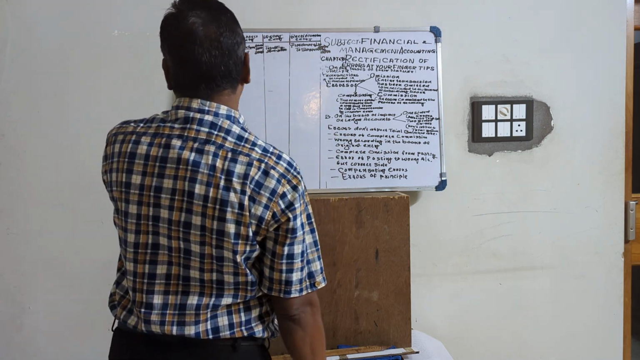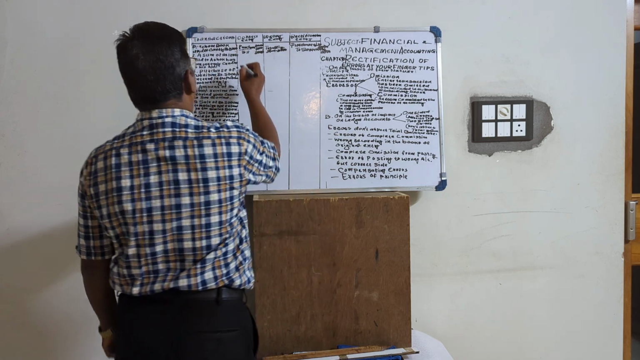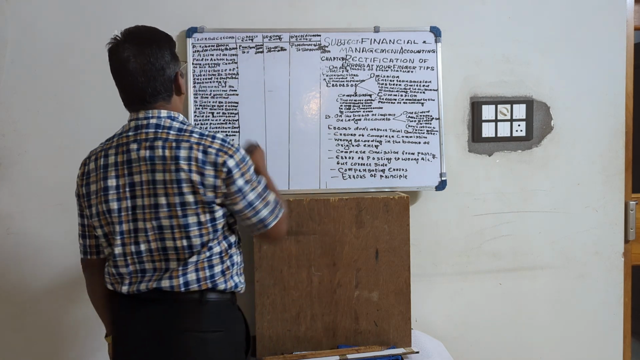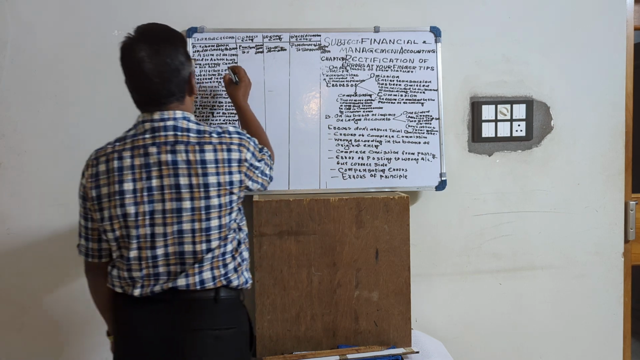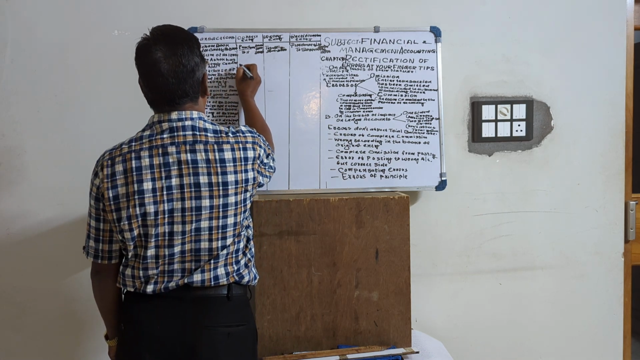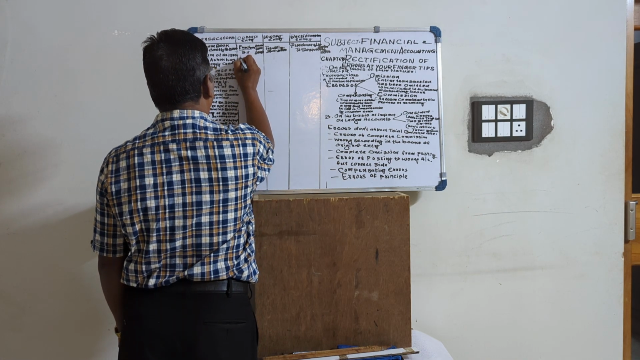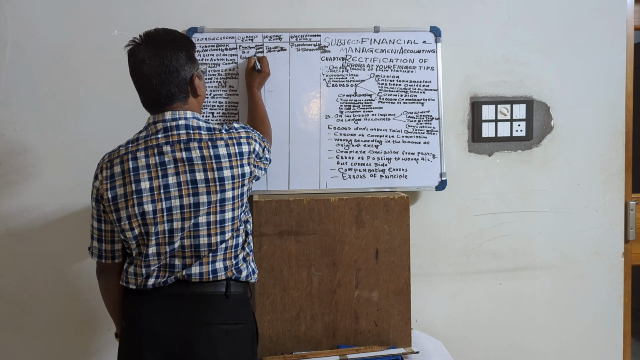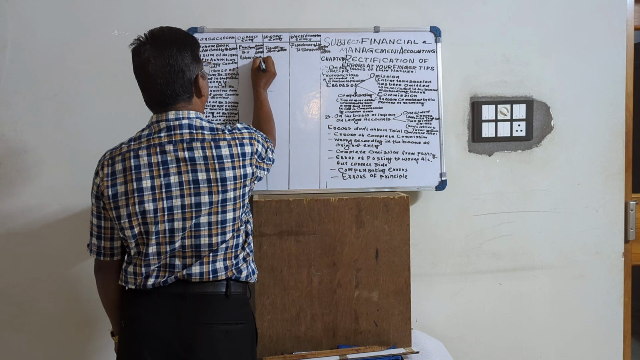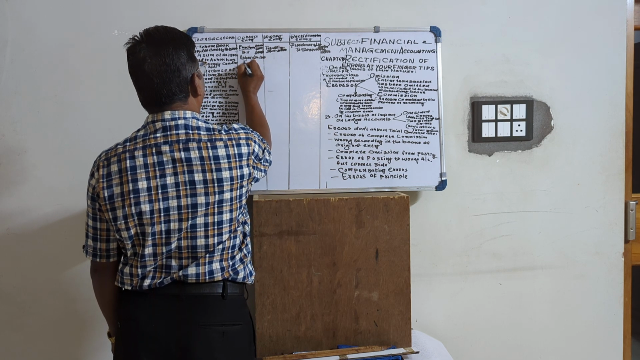A sum of 1,200 paid to Ashok has been wrongly credited to his account. So what should be the entry? The business has paid 1,200 to Ashok. So the correct entry is to debit the receiver: Ashok account debited, 1,200 to cash.